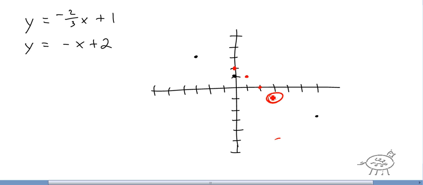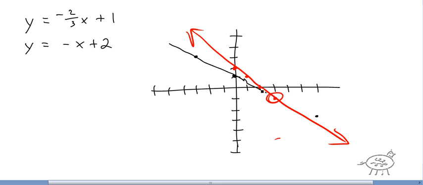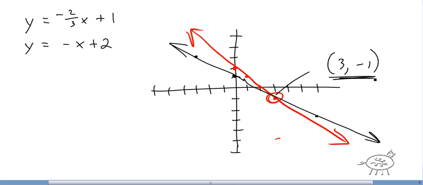So if I graph my line, and then I graph the black line. Again, the line is not super accurate, but I counted those points, and I know that is definitely my solution. So it's 3, comma, negative 1. That's a solution. And again, I can plug it back in and check it, which is a good idea.